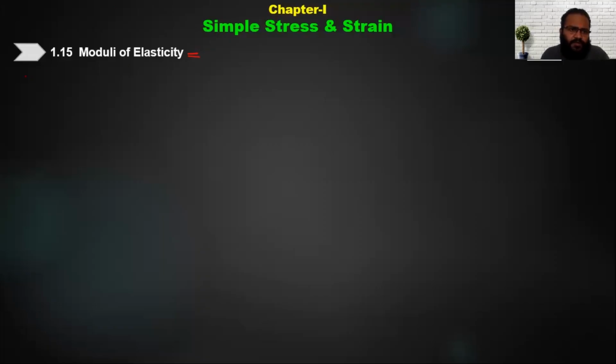So the very first modulus, what is modulus of elasticity? Basically, it is the stress upon strain. As we have three different types of stresses, we'll have different types of strains, and we'll have three different moduli. The very first one is the Young's modulus. It is denoted by either Y or, most commonly, capital E. Now what is Young's modulus?